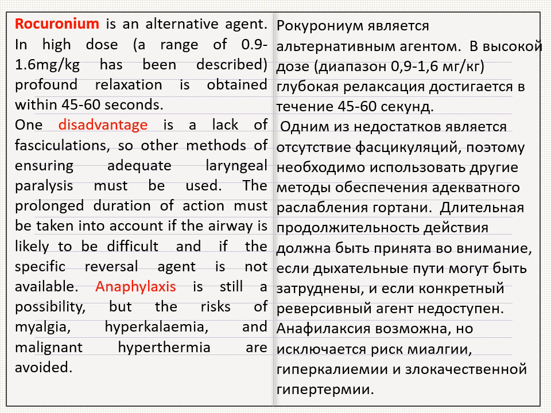Rocuronium is an alternative agent. In high dose, profound relaxation is obtained within 45 to 60 seconds. One disadvantage is the lack of fasciculation, so other methods of ensuring adequate laryngeal paralysis must be used.